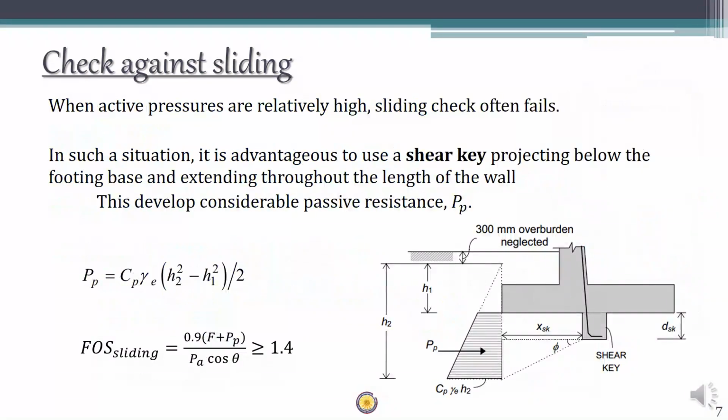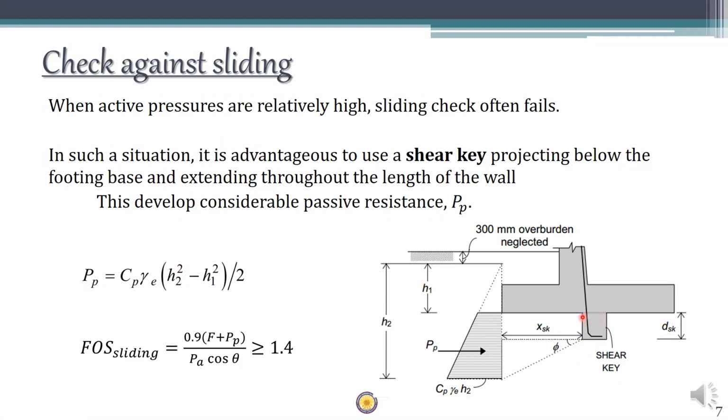It is important to note that the sliding check often fails. This is mainly due to the high value of active earth pressure, which is the causing force for sliding. So in such cases it is almost always advantageous to use a shear key. A shear key is nothing but a deepened portion in the base slab.